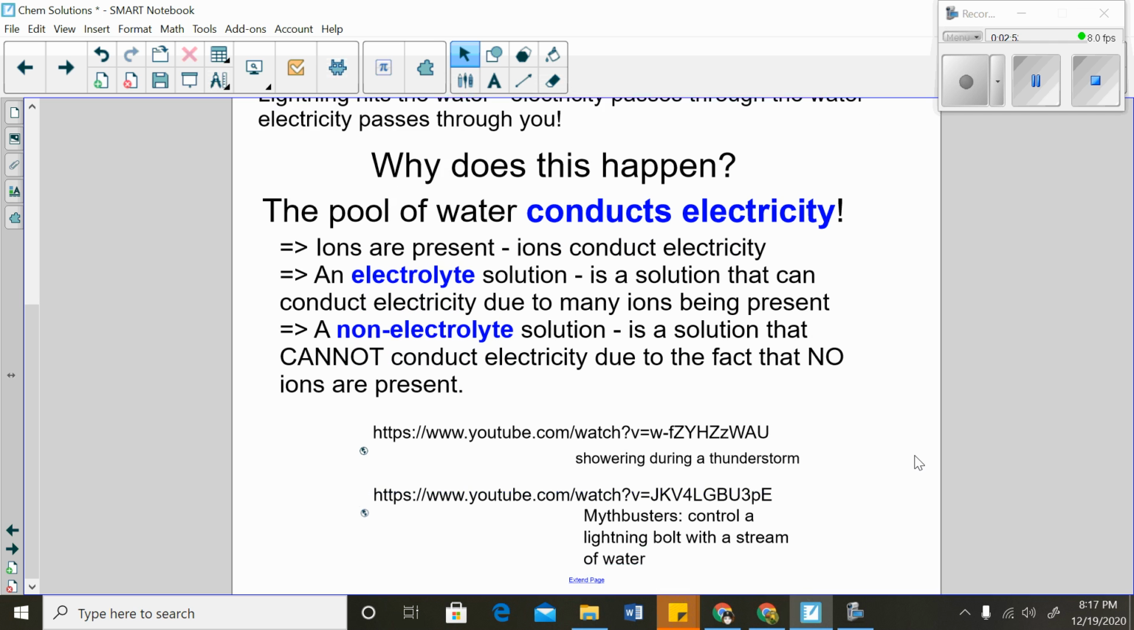A non-electrolyte solution is a solution that cannot conduct electricity due to the fact that no ions are present. And here are two great videos about this concept. The first one is an actual newscast about showering during a thunderstorm. It's like debunking that myth, or is it true? And then I also have Mythbusters, which shows a pretty cool experiment. They control a lightning bolt with a stream of water, so that's kind of cool. If you know what that show is, they always do things on a big scale. If you'd like to take a look at these two videos, they'll be posted for you.